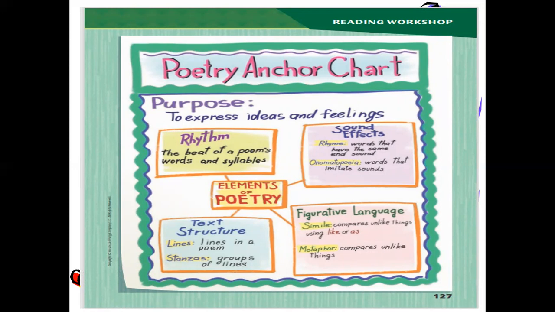Yeah, maybe that's the onomatopoeia. Text structures, lines and stanzas. The lines are lines in the poem, but the stanzas are a group of lines. The figurative language, such as the simile and the metaphor. The simile compares two things using like or as, but the metaphor compares two things without using like or as. Very good. Without using like or as. Like our love bloomed. So he's comparing the love to a flower or a rose that blooms.